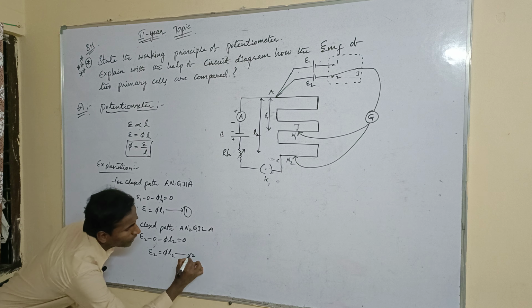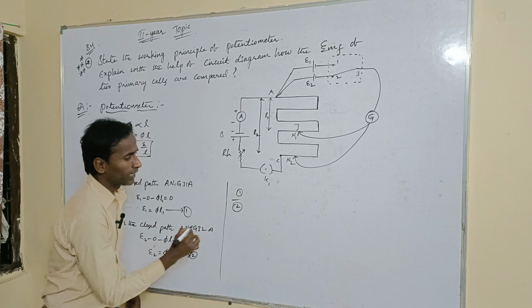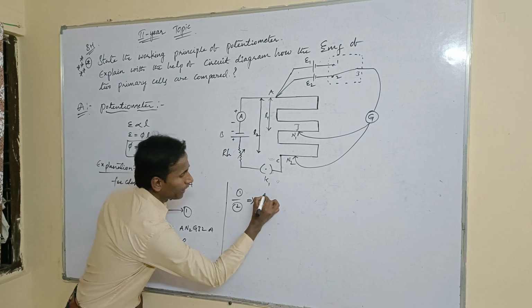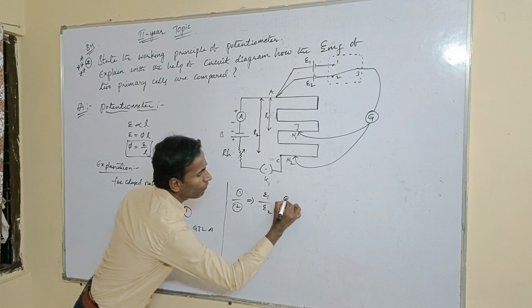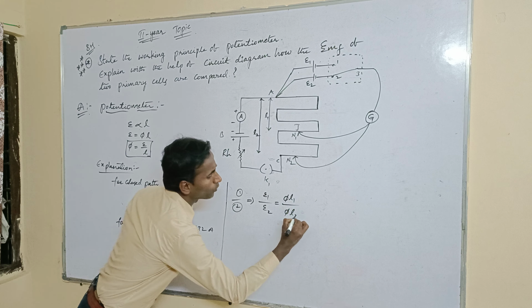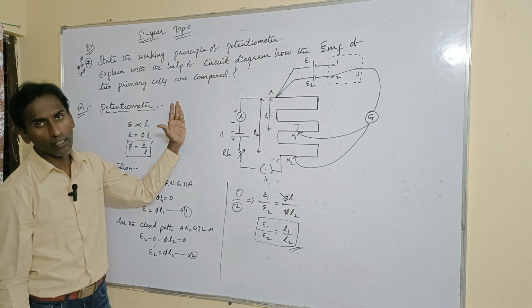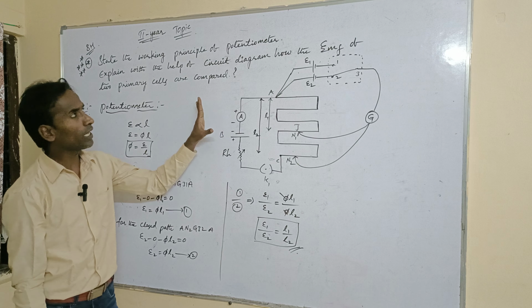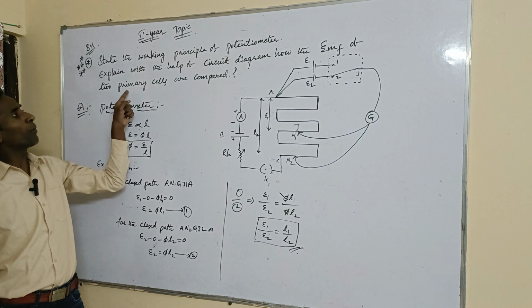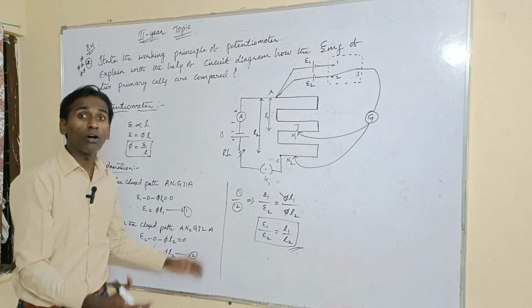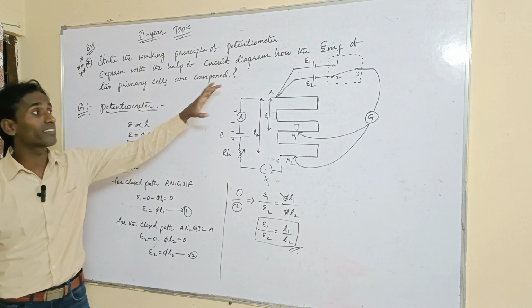Now we take equation 1 by equation 2. That implies E1 by E2 is equal to 5L1 by 5L2. The 5s cancel, so we get E1 by E2 is equal to L1 by L2. This is our required formula from this diagram. The question was: explain with the help of a circuit diagram how the EMF of two primary cells are compared.